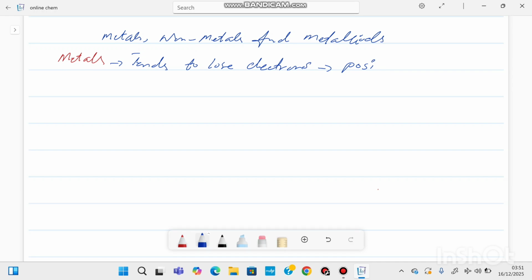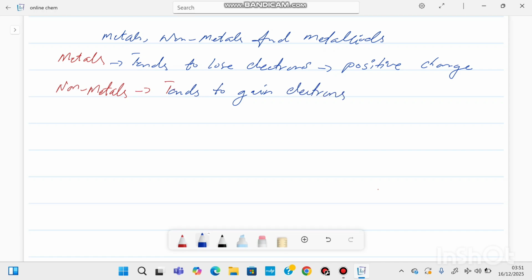So basically, these are the elements in the periodic table which have the tendency to lose electrons, and when they lose electrons, they get a positive charge. Now you have non-metals. Non-metals are the elements which tend to gain electrons. Because they are gaining electrons, they will get a negative charge. You know that electrons are negatively charged, so whenever they gain electrons, they get a negative charge.